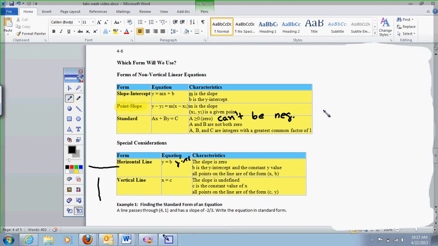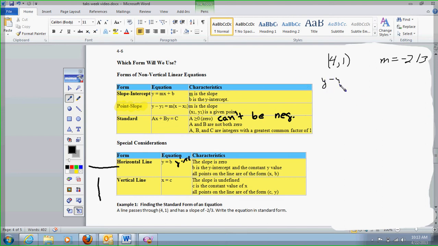Okay, so we're given this point, (4, 1), and we're given the slope, m is negative 2/3. And so what I'm going to do is start off with point slope, which is y minus y1 equals m times x minus x1. Now pay very close attention to what we're doing.